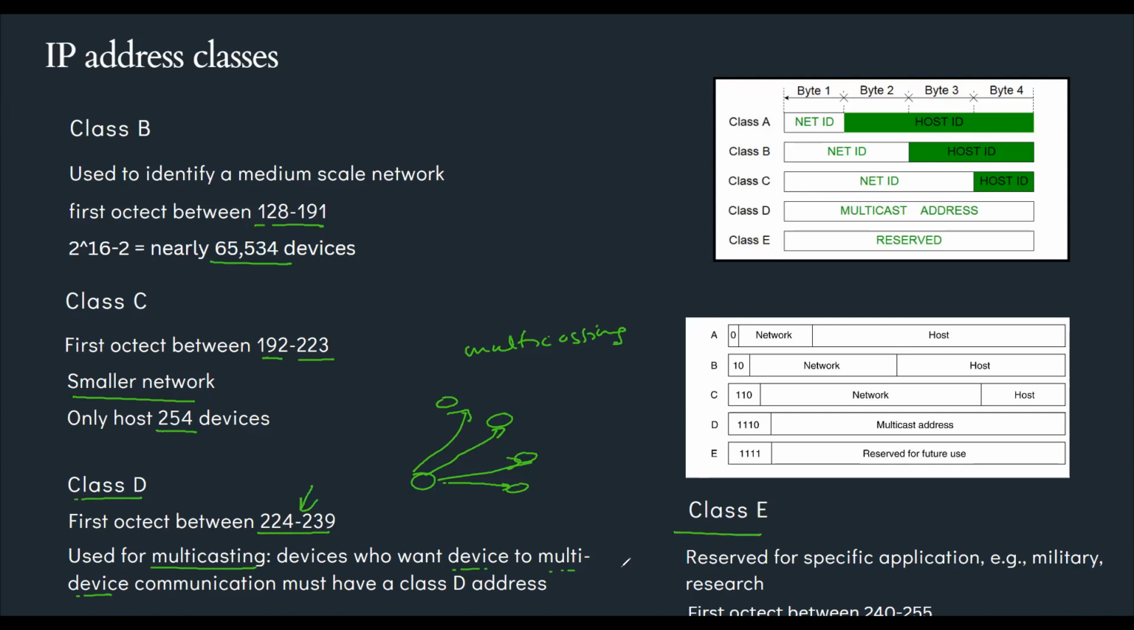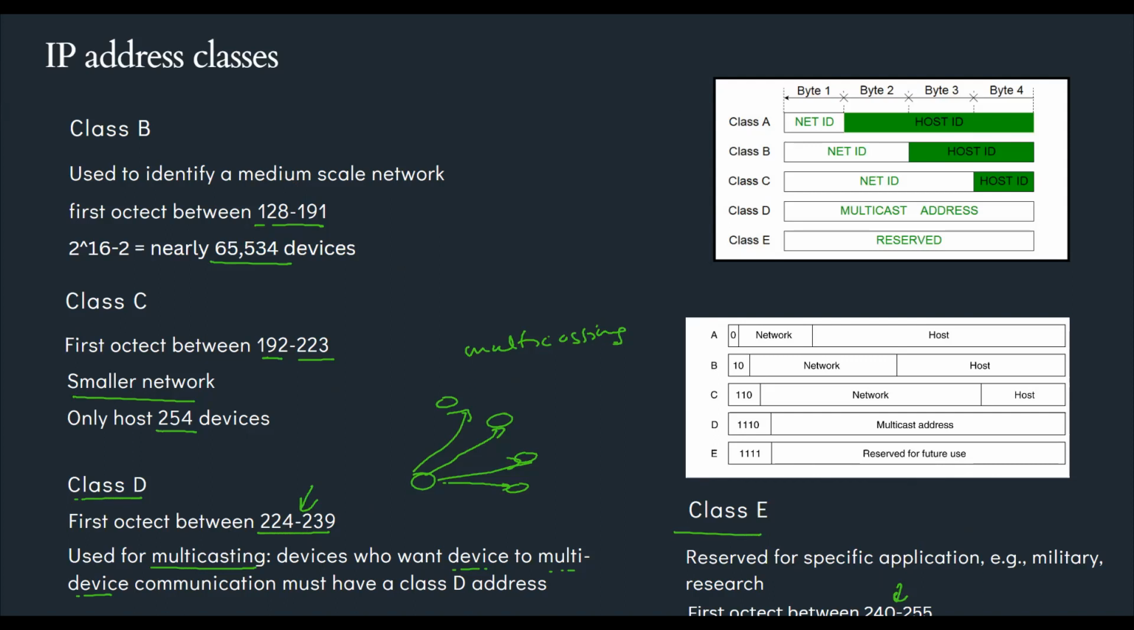Then we have the class E address, which is reserved for specific applications such as military communications and research activities and so on. There, the first octet is between 240 and 255. So we can identify such IP addresses using this first octet only, I mean, using the integer that is there.